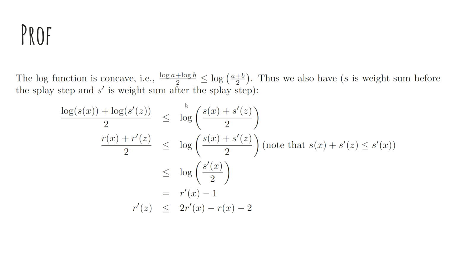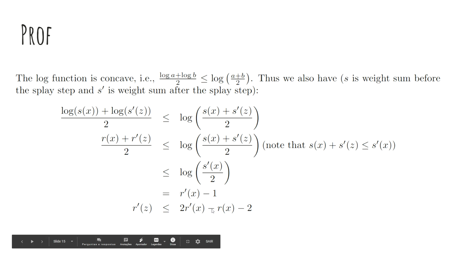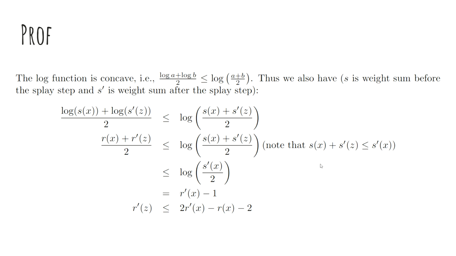So using a property of the logarithm, that log of a plus log of b divided by 2 is lesser than log of a plus b divided by 2, and some manipulations of the math, we have this expression, and we note that r z is lesser than 2 r'x less rx less 2 of that.